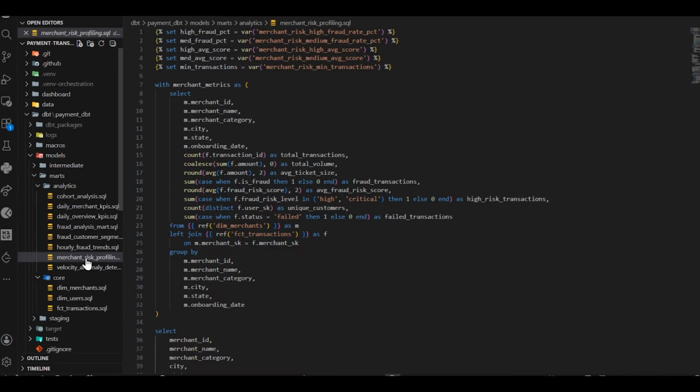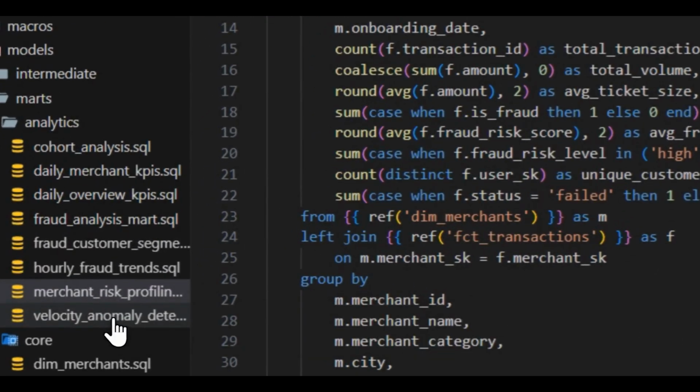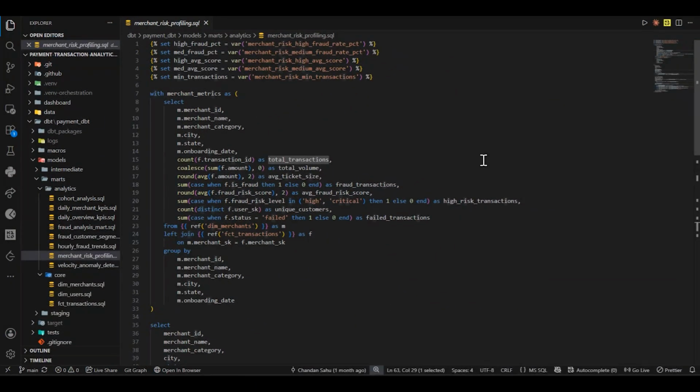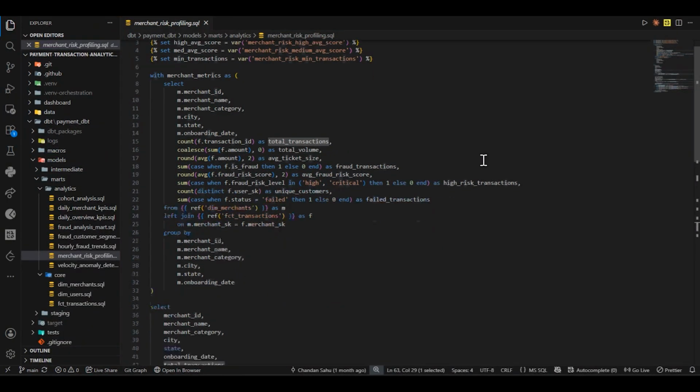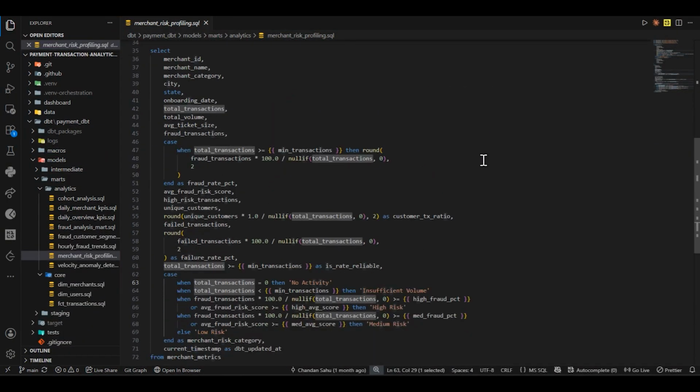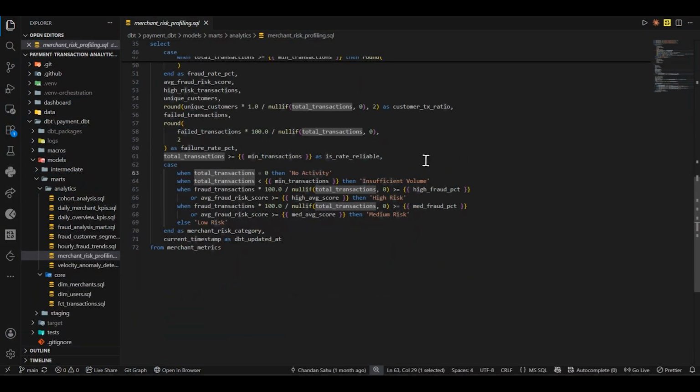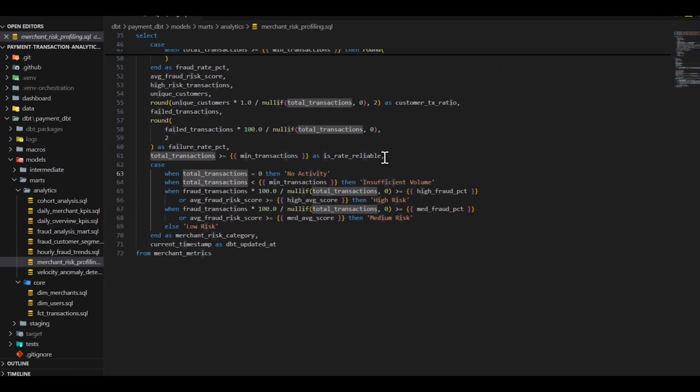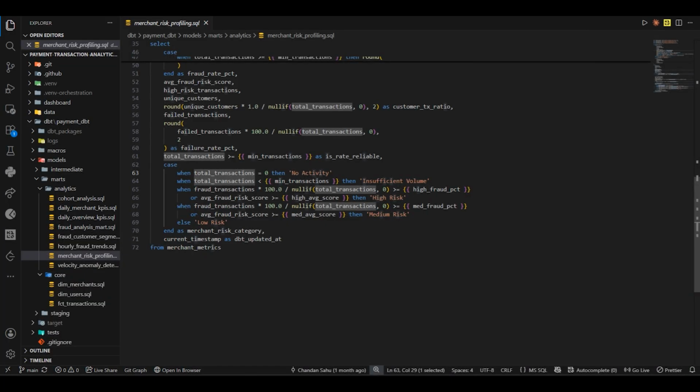There are 3 marts which I want to walk through, and each one came from a deliberate design decision. First, merchant risk. Think about it: a merchant with 2 transactions and one fraud shows up as a 50% fraud rate. That's just noise, not a real signal. So the reliable flag requires at least 50 transactions before a fraud rate even gets surfaced. Below that, it just returns null. That way, risk teams are only ever looking at statistically valid targets, not false alarms.